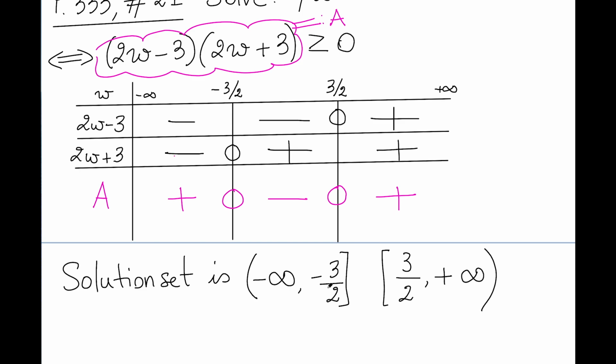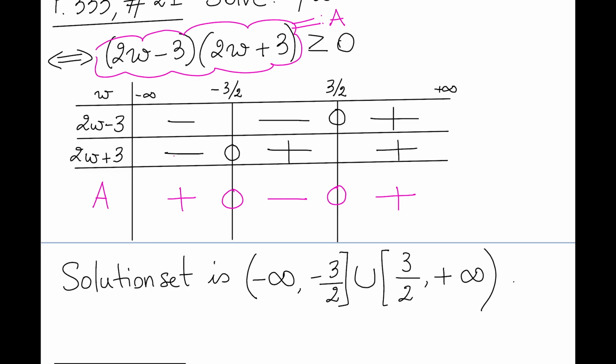So if a w is given from this set or from this set, the product is going to be a non-negative entity. So both of these sets are good points. To make it one set, which is the solution set, I'm going to take the union between the two.